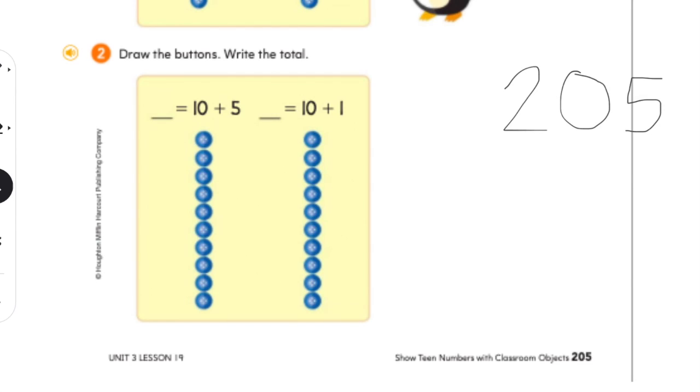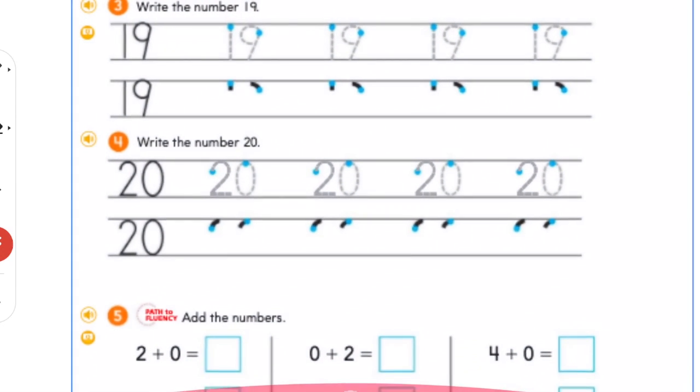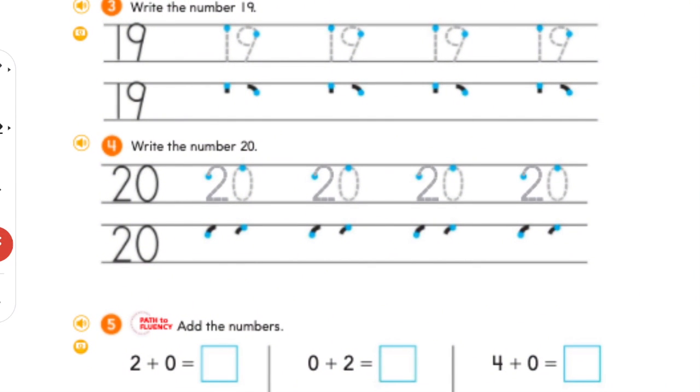Then at the bottom, you get to draw the buttons and write the total. So here, he already drew in the 10 buttons. You need to write this number in the amount of buttons, and you need to add them together to write the total on the line. I know you can do it. When you're done with this side, I want you to flip it over. On the back, we get to practice writing some more numbers.